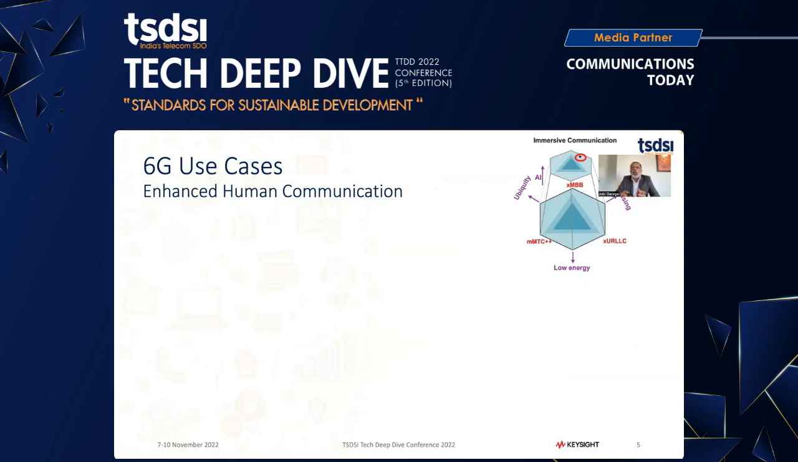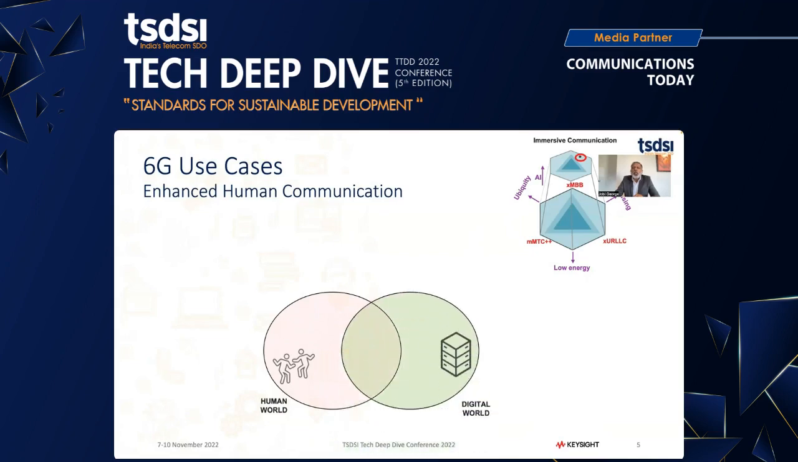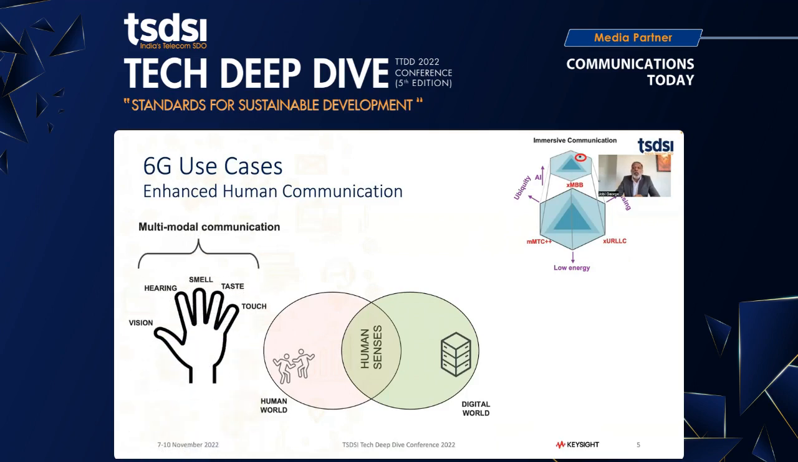So let us now look at the different use cases, starting with enhanced human communication. Here the focus of 6G is to support a richer form of communication involving more of our human senses. We can think about this as increasing the overlap between the human world and the digital world. To achieve this, we need not just support audio and video, but extend the communication to support haptic information such as touch and vibration, in addition to sensing capabilities from the sub-terahertz frequencies.